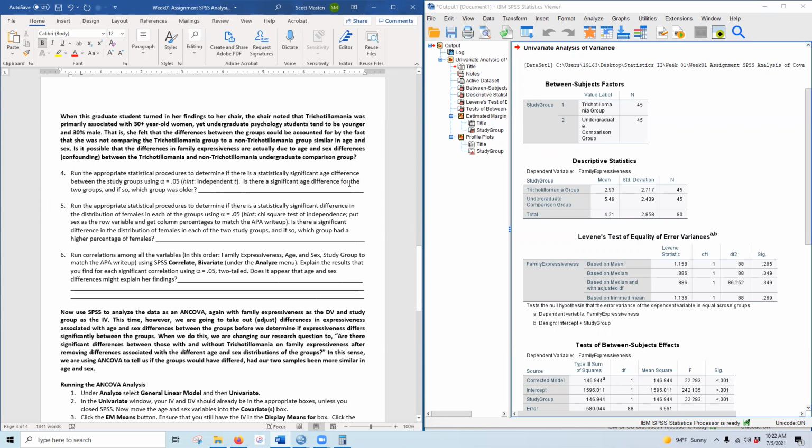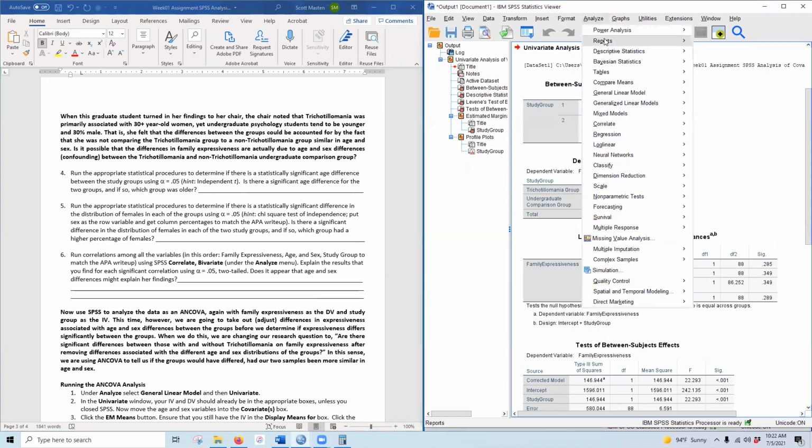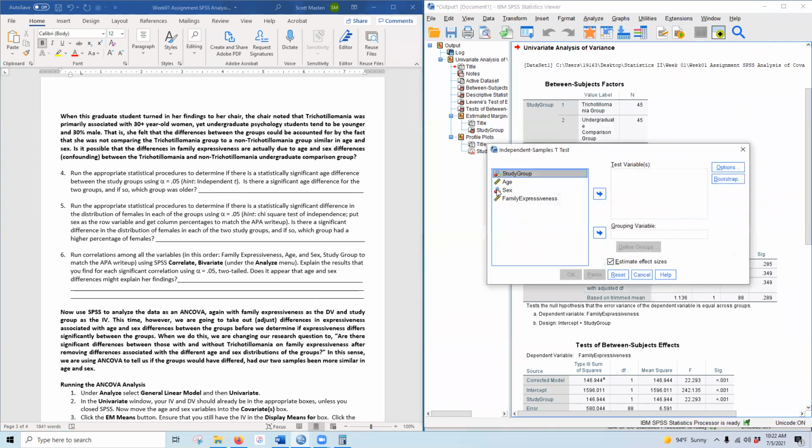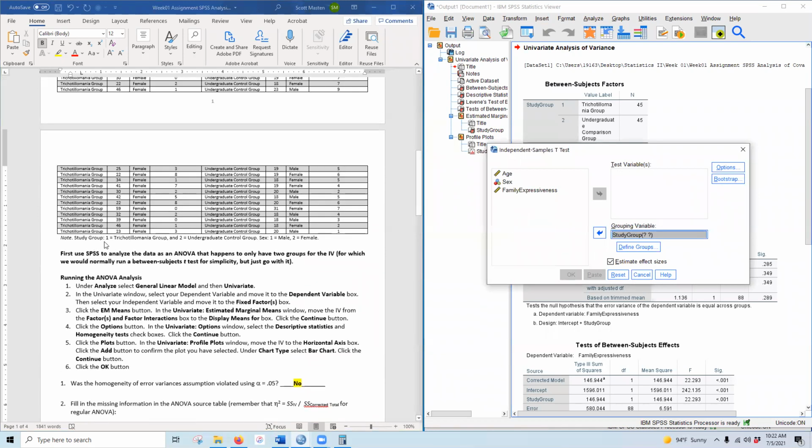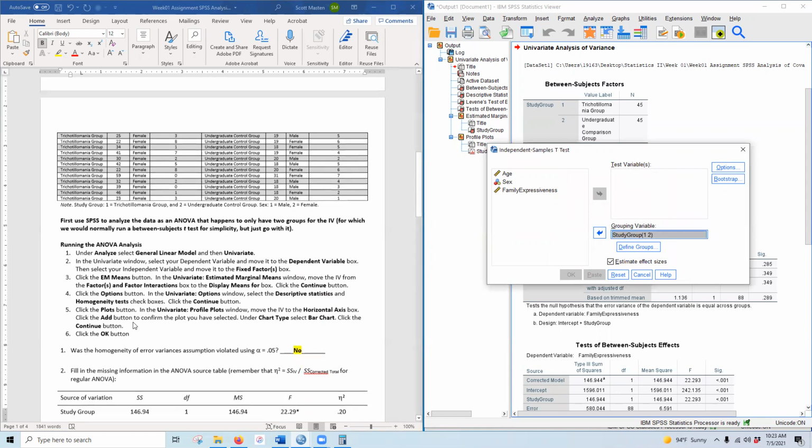So is there a significant age difference for the two groups? And if so, which group is older? Let's go ahead and do that. So compare means, NDT, and study groups are grouping variable. And how do I know what groups? So that is below the table here. 1 was trichotillomania, 2 was control. So that's how you know what your study groups are. So hopefully you put in 1 and 2 like that.